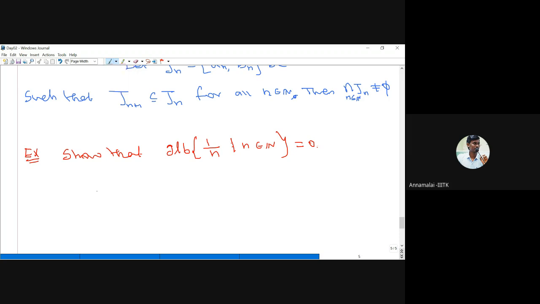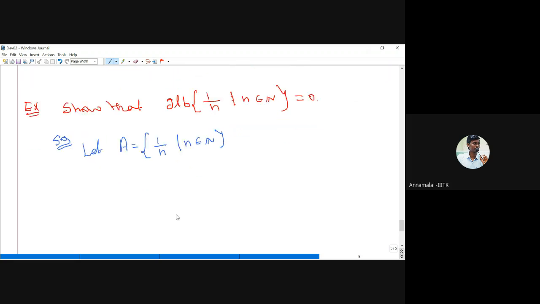So how to prove this one? First we call this set some set A. So let A equal the given set of all 1 by n's, n in the natural numbers. If we substitute n equal to 1, we have 1. If we substitute n equal to 2, we have 1 by 2, 1 by 3, 1 by 4, and so on. So this A contains all the 1 by n's. Now clearly 1 is an upper bound, and since 1 is in the set, therefore 1 is the least upper bound.